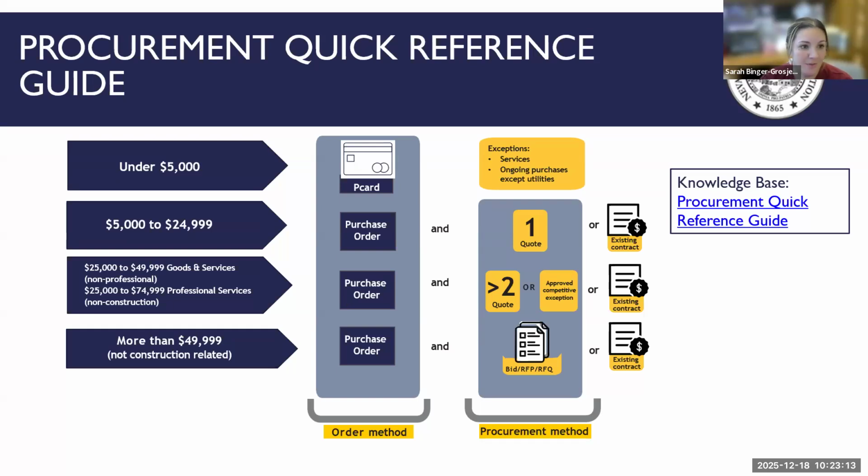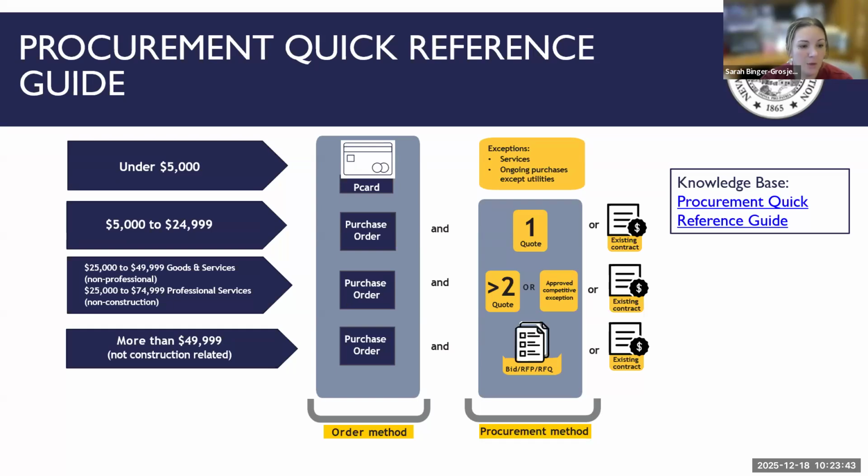Anything between $5,000 and $24,999 would require a requisition and only requires one quote be attached, or we can tie it to an existing contract, whether that's one that is a result of a formal solicitation that our office has done, or through one of the cooperative organizations that we work with. While we do always encourage multiple quotes to get the best advantage for us financially, only one quote is required for that threshold.